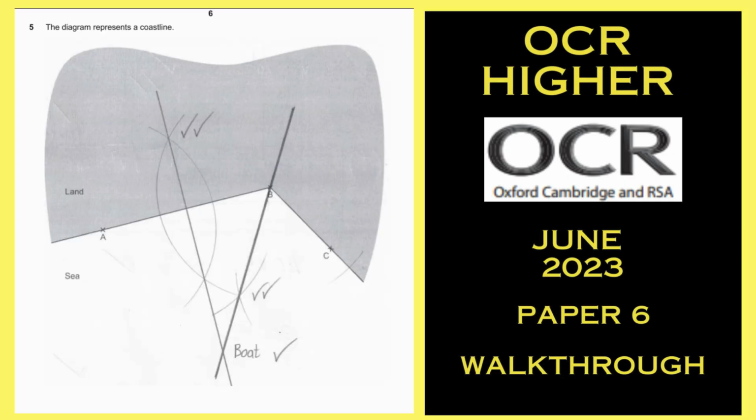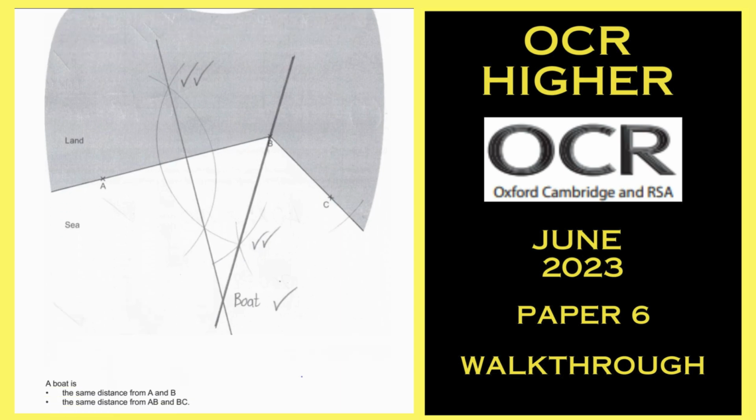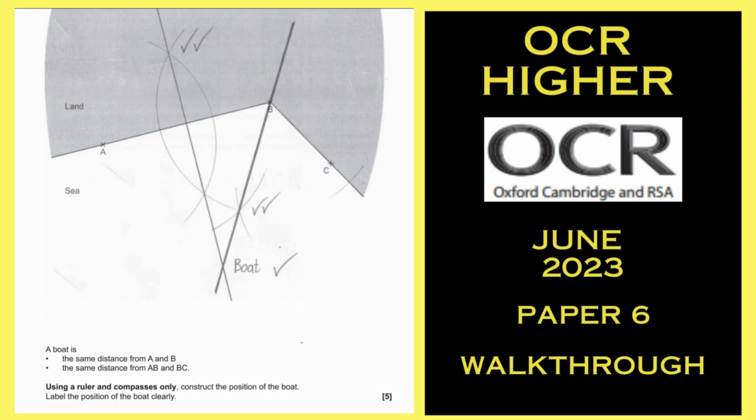I'll do a quick little edit there because I forgot to cut and paste this from my worked answers, but here we go. So question 5, the diagram represents a coastline, and basically grab your ruler and compasses to construct the following. A boat is the same distance from A and B. There's lighthouse A, there's lighthouse B. In order to be the same distance from 2 points, that's a perpendicular bisector.